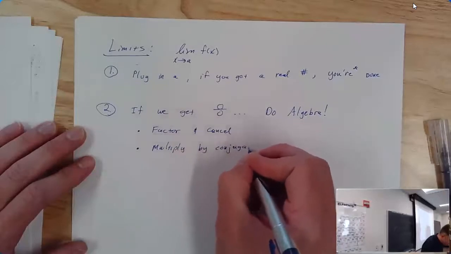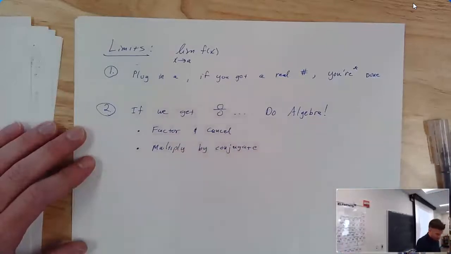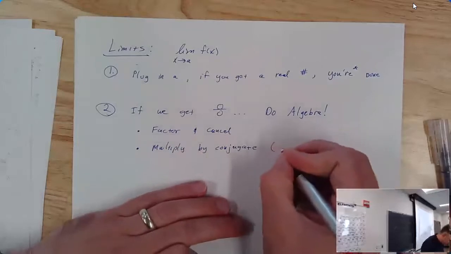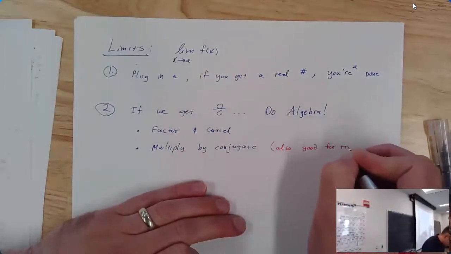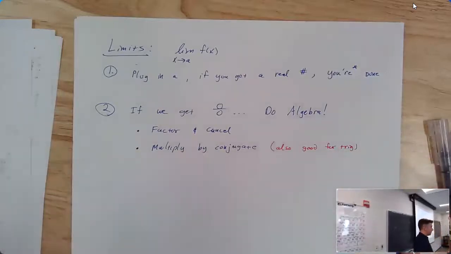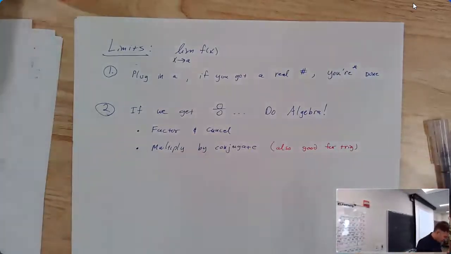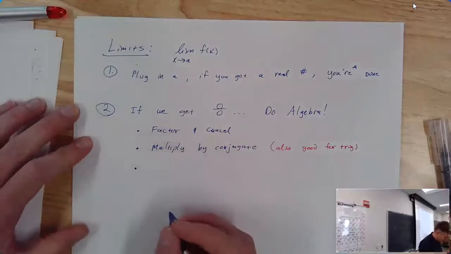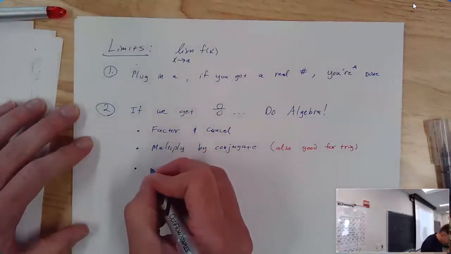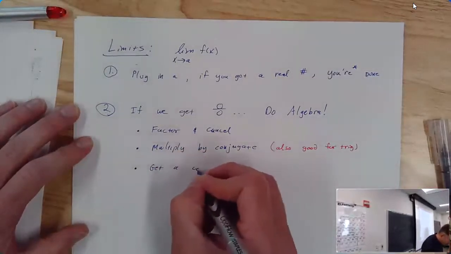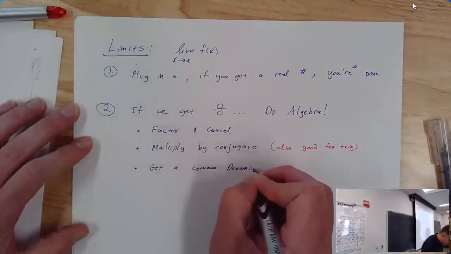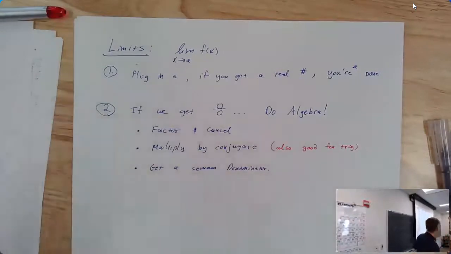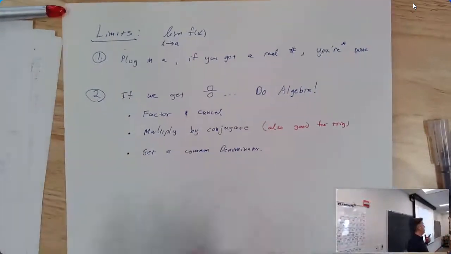I will point out multiplying by the conjugate is also good for trig sometimes, like 1 minus sine x, 1 plus cosine x, stuff like that. And then the third kind of algebra thing we like to do is get a common denominator. Those are the typical algebra things we do if we have a 0 over 0 type of limit.